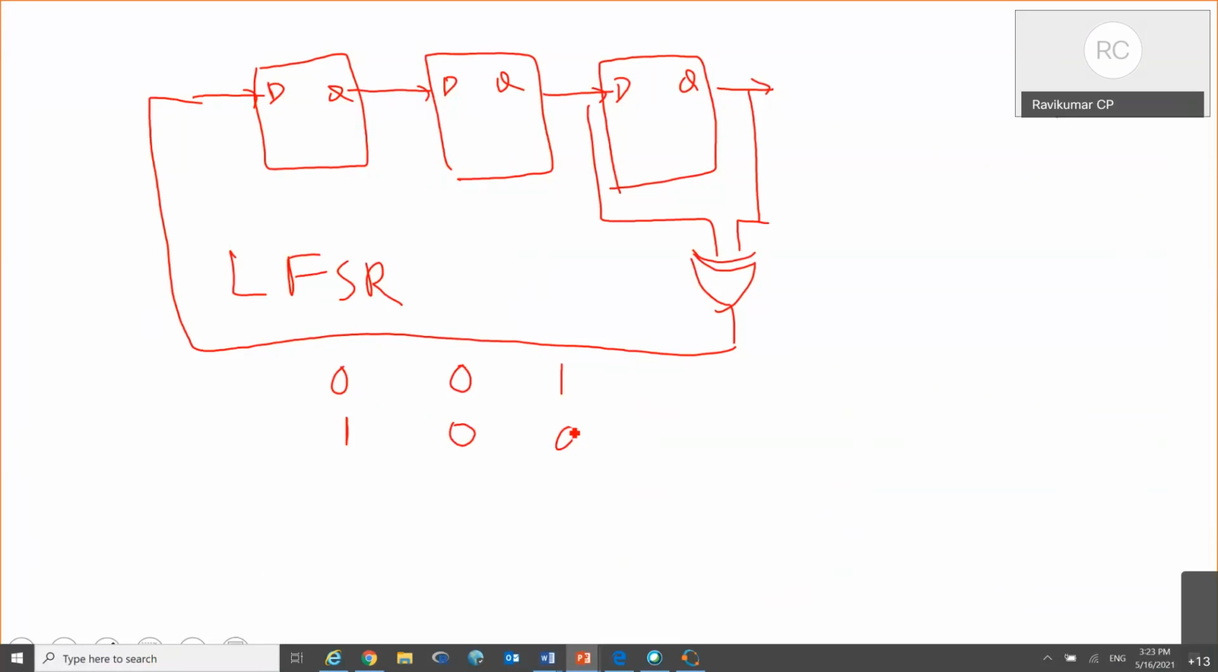I have 100 in the 3 flip-flops. So there is a 0 sitting here in the second flip-flop and a 0 sitting here. So the XOR of the 2 will be 0. That will get shifted in here, and this 1 and 0 will get shifted because it's a shift register. In the next state, this 1 and this 0 will get XORed, and that will come here. And the 0 and 1 will get shifted in here. So this is just a shift register.